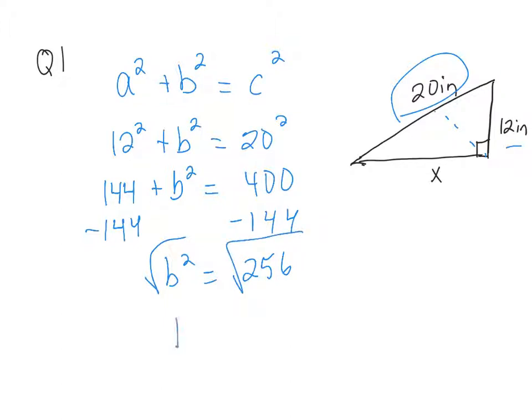Square root of b squared is b. Square root of 256 is 16. Now, technically, when you take the square root of 256, you'll get a positive 16 or a negative 16, but we're going to ignore the negative answer because we're talking about a measurement. So it's going to be 16 inches as your answer.